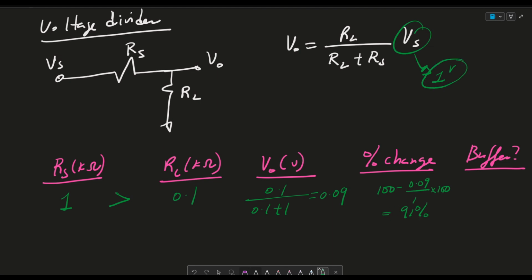So if you give me 1 volt and RS is 1K and RL is 0.1K, my voltage output is going to be 0.09, which is really, really low, right? We're almost getting no gain at all. We're losing all our signal basically. So in this situation, yes, you do need a buffer.